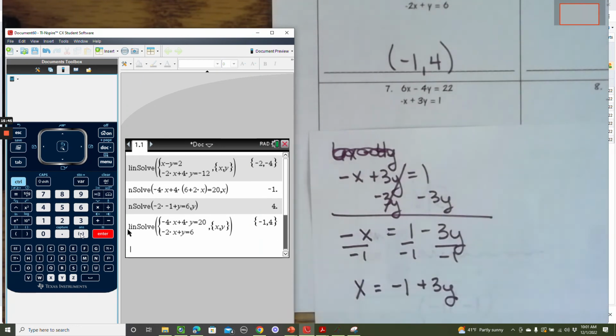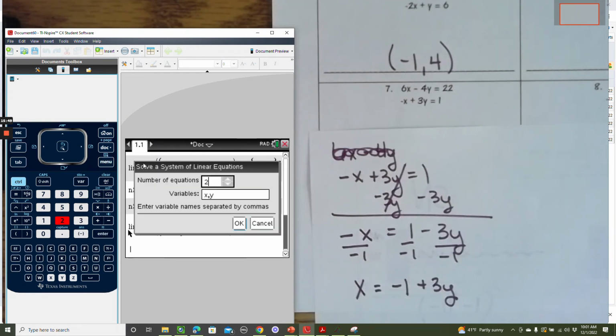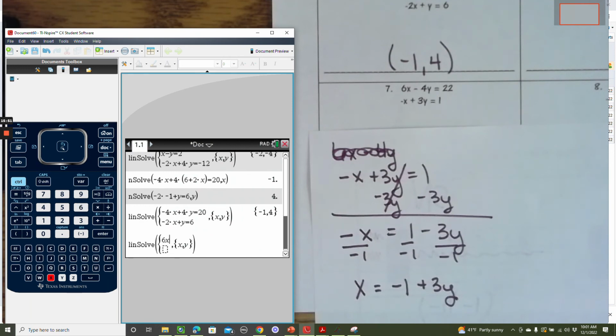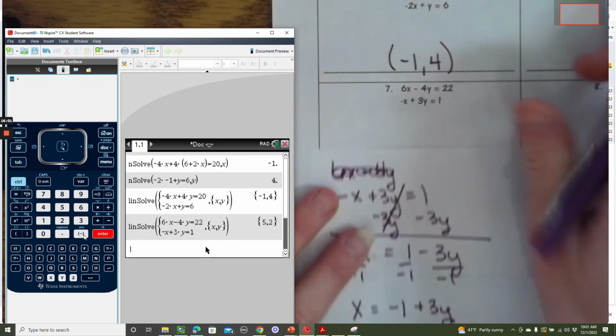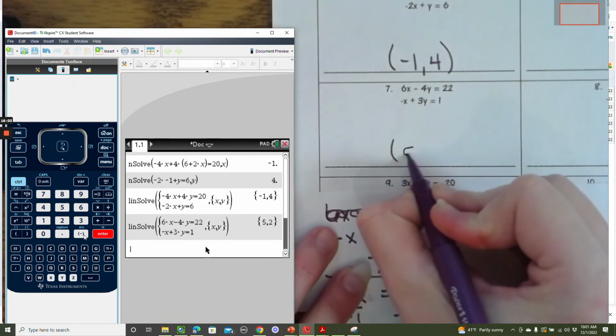I'm going to work this one in the calculator just for time's sake. I want you to have at least a couple minutes to work. So 6x minus 4y equals 22. Negative x plus 3y equals 1. So 5, 2.